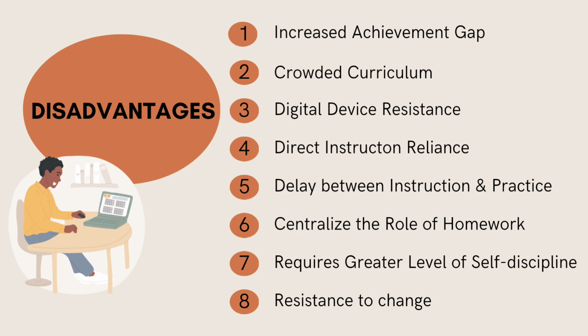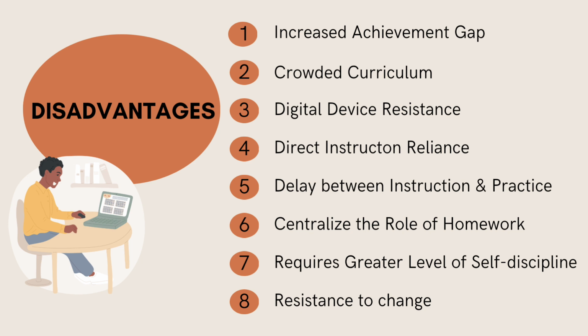Second, crowded curriculum. In a crowded curriculum, teachers have to push through topics at a fast pace. Students who self-pace for mastery may fall well behind and not achieve all class requirements in enough time. Third, digital device reliance. Students without computers or internet at home may not be able to access video resources required for flipped learning to take place.